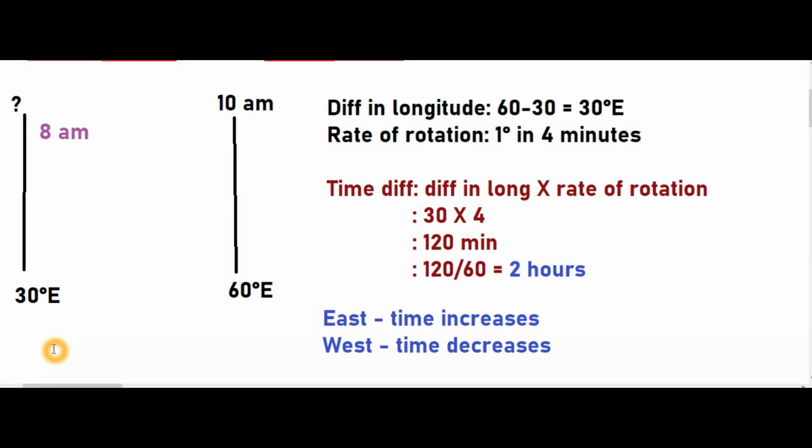If the place was located on the eastern side of 60 degrees, then we would have added that time. So keep this one thing in mind. If the given place is located on the west side, we have to reduce the time. If that place is located on the east side, we have to increase the time.